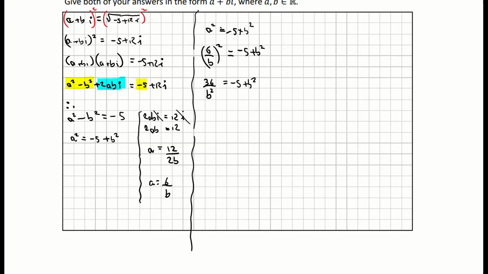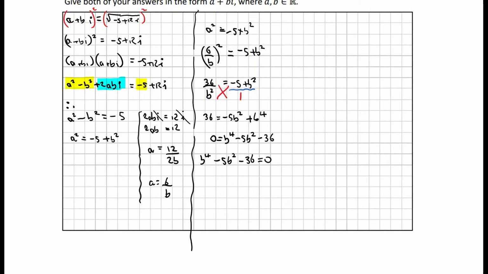I'm going to put that as a fraction, so I'm going to put it over 1, and again I'm going to do some cross multiplication. Now when I cross multiply, that's going to give me 36 is equal to negative 5b squared plus b to the power of 4. And I'm going to move everything to one side, so rearranging the right hand side, that gives me b to the power of 4 minus 5b squared minus 36 is equal to 0. And I'm just going to put the 0 to the rear, so b to the power of 4 minus 5b squared minus 36 is equal to 0.